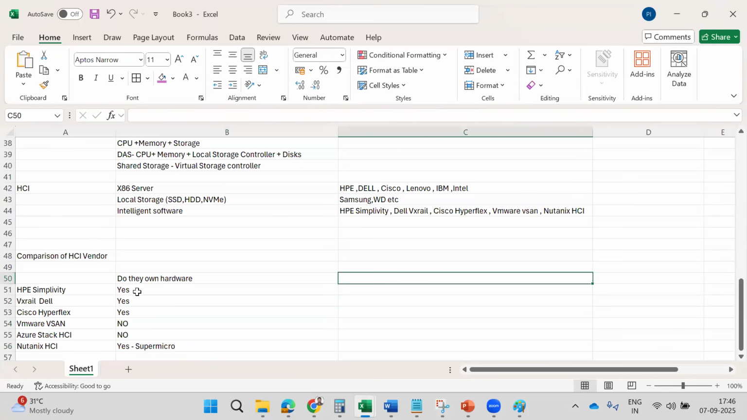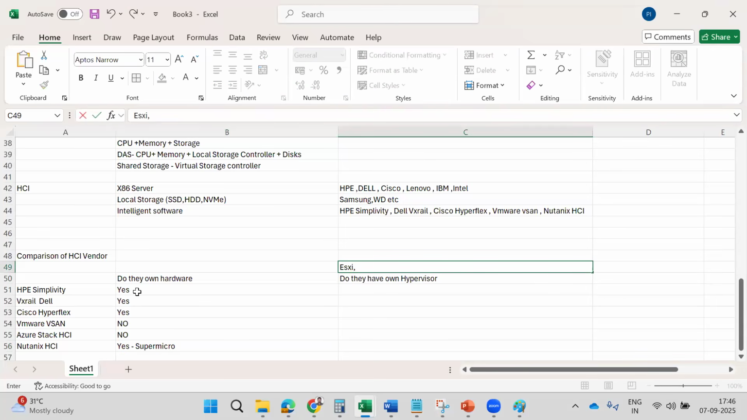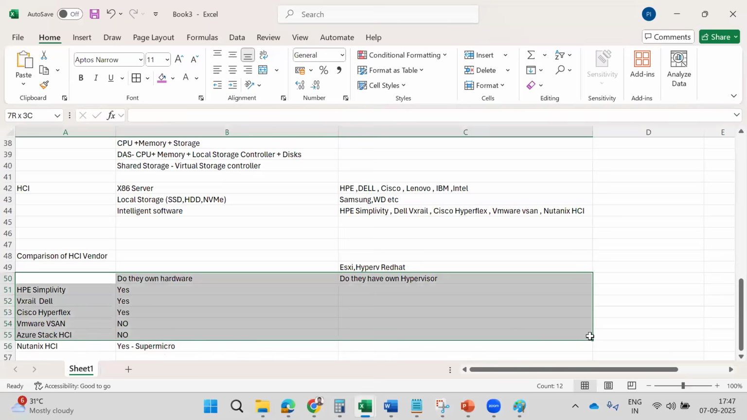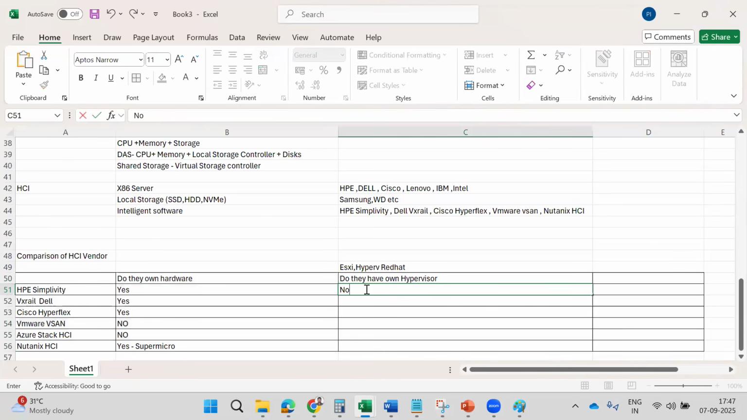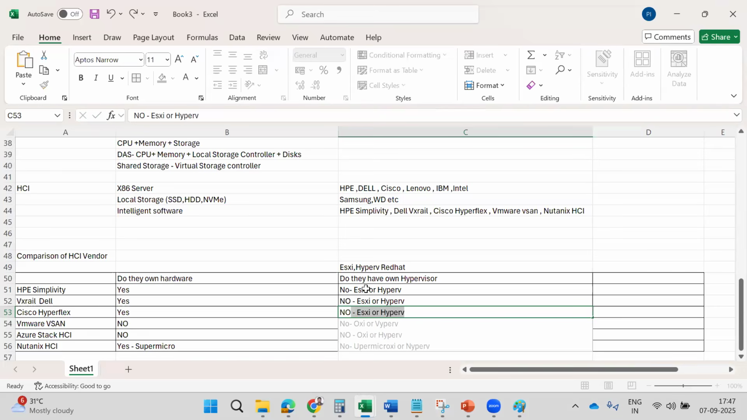Okay. This is good. Do they have their own hypervisor? What are the hypervisors? We have ESXi, Hyper-V, and Red Hat. So HP SimpliVity, do they have their own hypervisor? The answer is no, because HP is only a hardware company. For the hypervisor, they use ESXi or Hyper-V or Red Hat. VxRail from Dell, hypervisor ESXi or Hyper-V. Cisco HyperFlex, no, ESXi or Hyper-V.